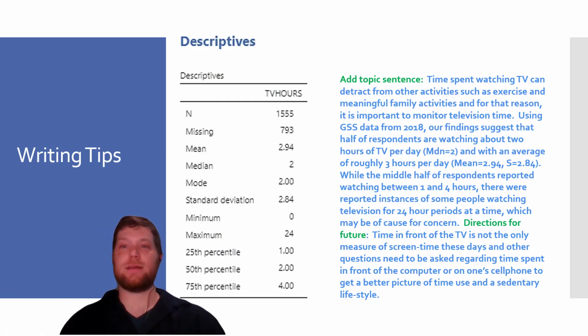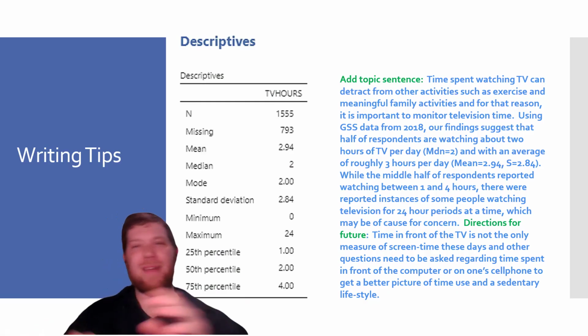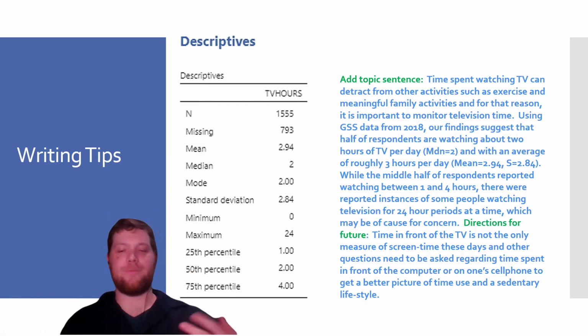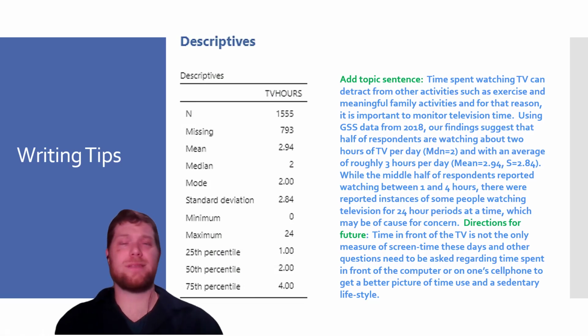So the first part is we add a topic sentence. Time spent watching TV can distract from other activities such as exercise and meaningful activity. For that reason, it's important to monitor television time. Note, that has nothing to do with data. That has nothing to do with formal statistical social science analysis. It's just thinking about it in terms of an opinion.